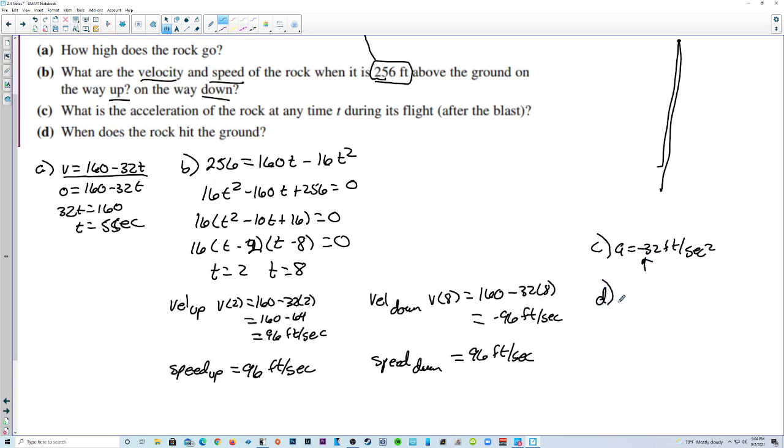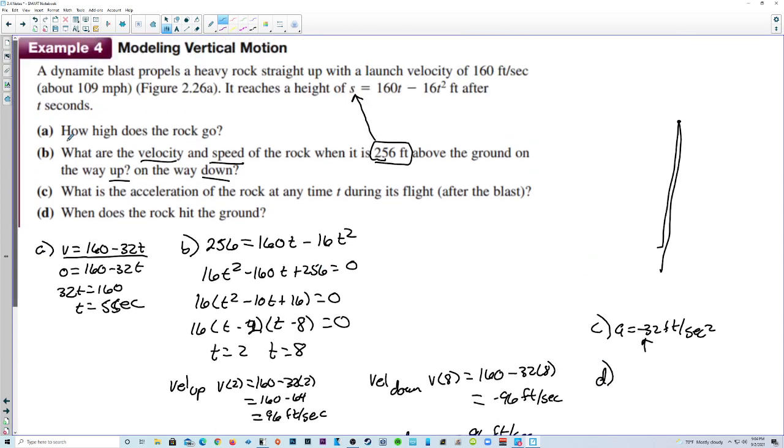So letter D, when does the rock hit the ground? Well, that's when the position function is going to be 0. So 0 is equal to 160t minus 16t squared, and we're going to factor out a 16t. That's 16t times 10 minus t, and so t equals 0 means it starts on the ground, and then it ends its flight at 10 seconds.